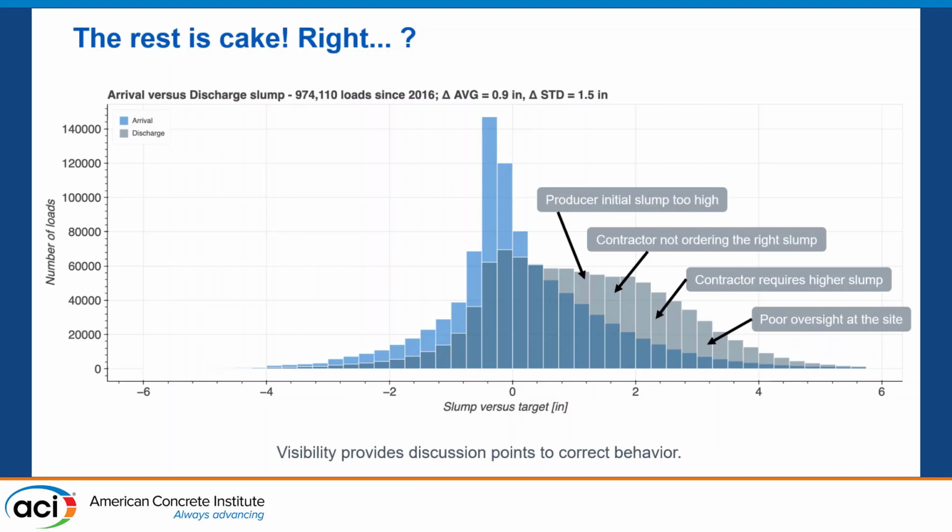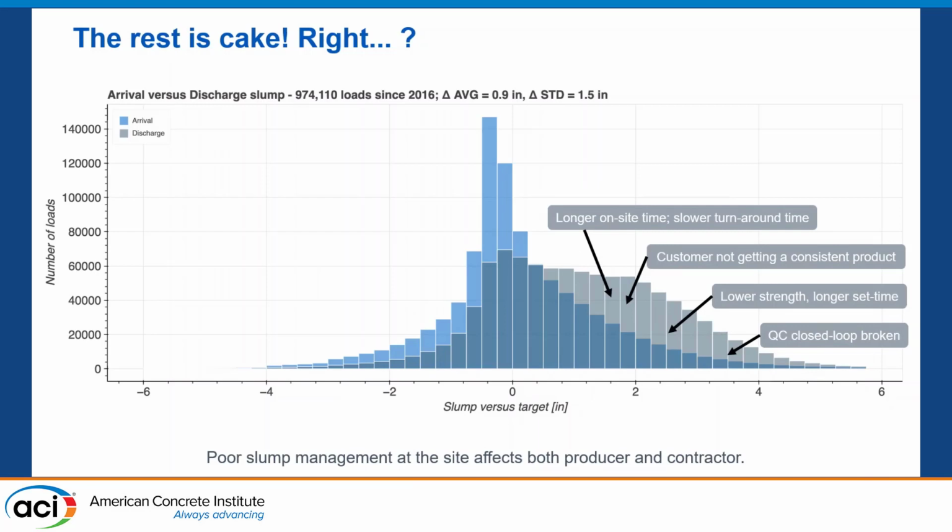Now that you have visibility, you can go and talk with the contractors. They can actually order the right slump, perhaps, or maybe order a different mix from the producer. But that's the conversation that gets started, because obviously all of the issues that you think about, that we start to discuss, longer set times, strength, not getting consistent product, QC. It's very difficult for QC to optimize their mixes if they don't know how it's getting poured, or they're getting data that's been obviously altered between arrive site and discharge.